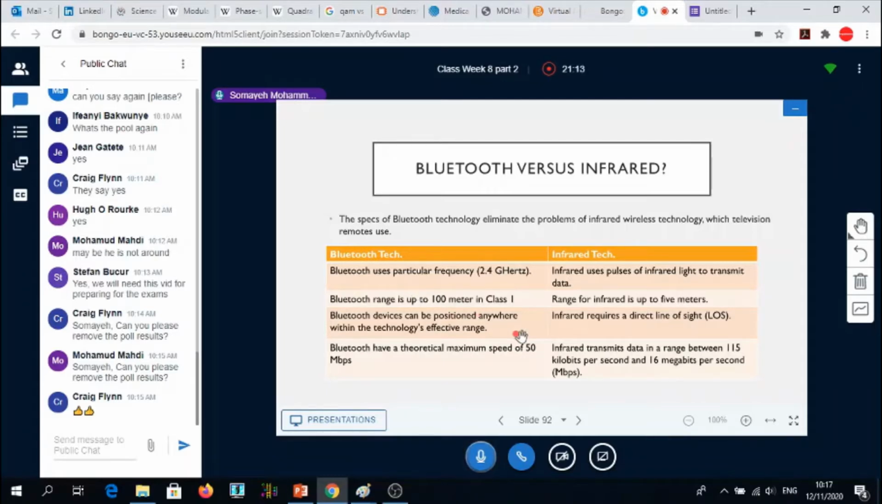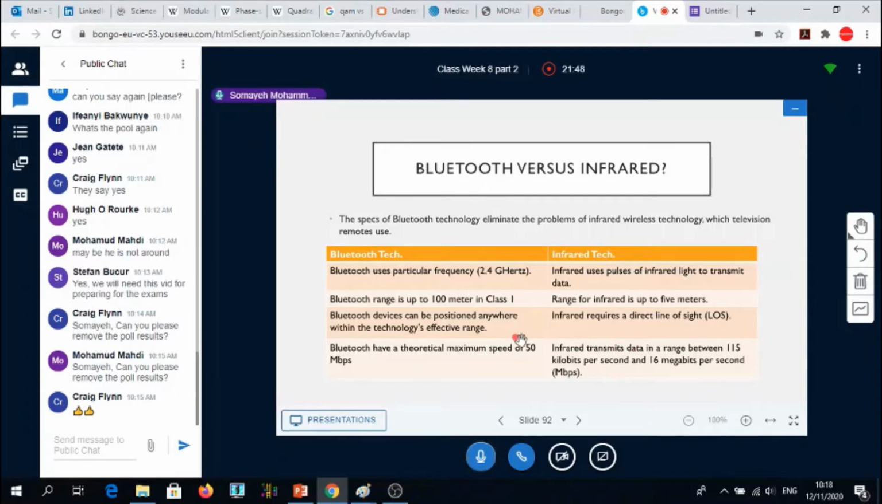So if we look at the way that they are sending and receiving signals, there is something called line of sight. That means that two devices are actually facing each other directly, so there is no obstacles between them. That is called line of sight. You may have noticed that when you are controlling TV with remote, if there's something blocking the direct line between the remote and TV, you have hard time changing the channel.